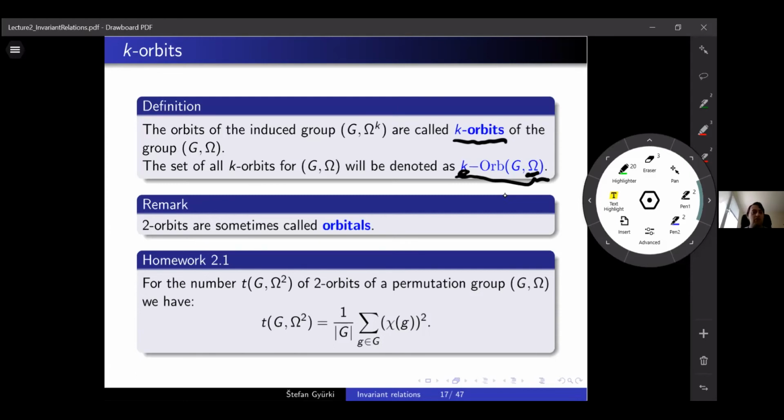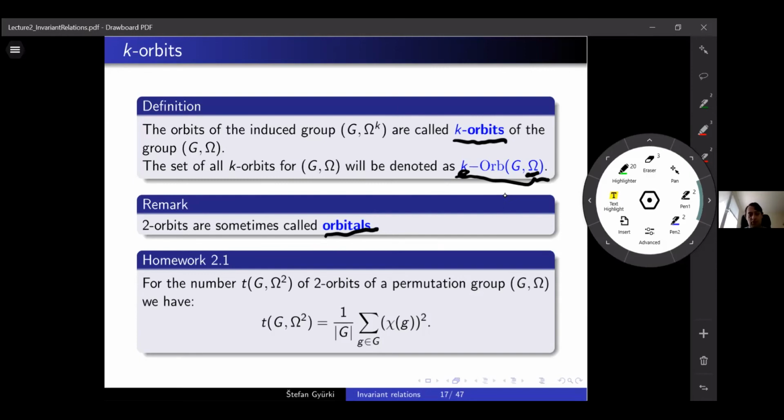Of course, because of graph theory, and because the first probably not-so-easy case is when k is 2, you can find many more results for k equals 2 than for other cases. And probably for this reason, you can find 2-orbits under a different name in many books. For example, in Dixon and Mortimer, you can find the name orbital, and also in many other sources. So if you see orbitals, then you have to think about 2-orbits.